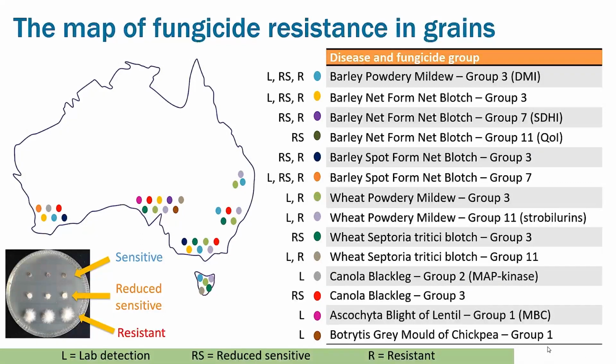acronyms. This L stands for lab detection. This is a detection in the lab only. We don't have resistance in the field, okay? Then you've got this RS, reduced sensitivity. So we've got a small decline in the efficacy of the fungicide in the field, but no field failure, okay? And then we've got resistance. And this is when we've got field failure, right? Fungicides are not controlling diseases anymore, okay?